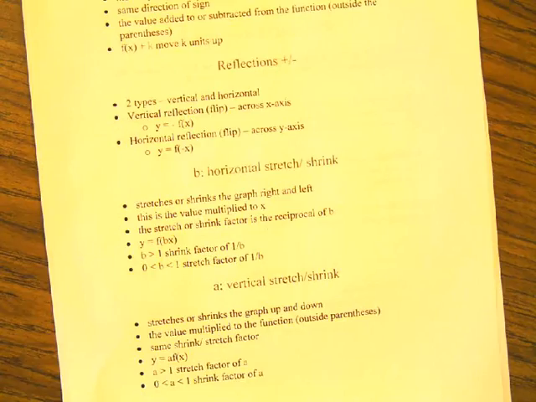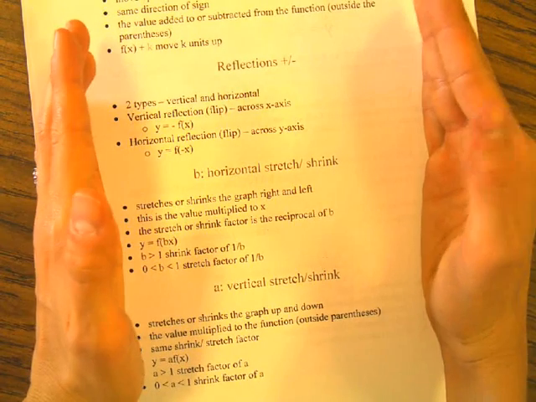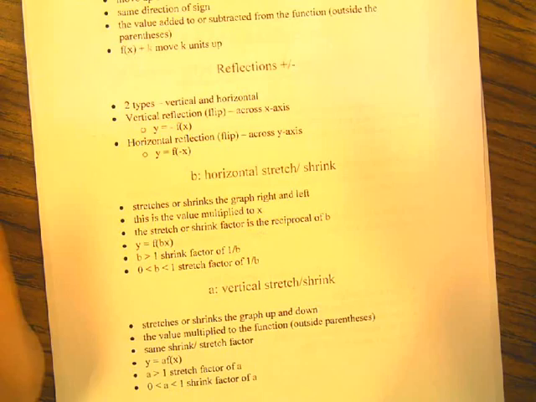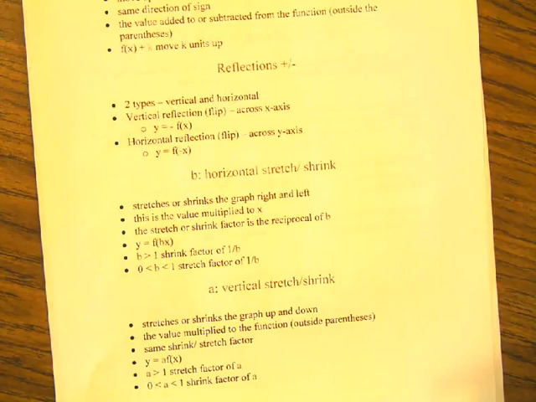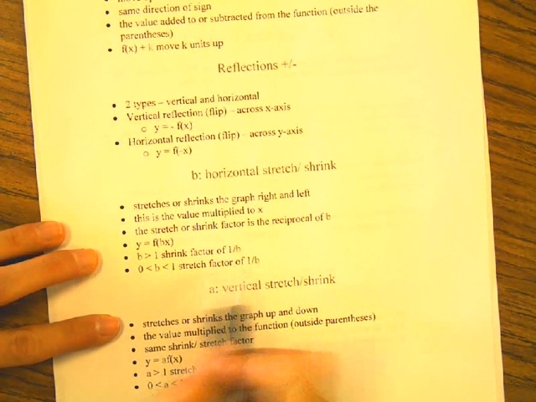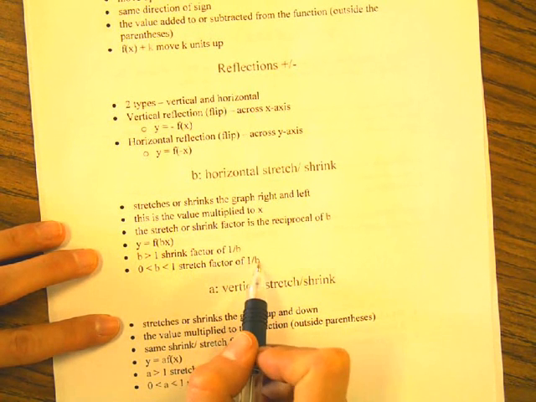Horizontal shrink, remember I said horizontal is on the inside of the parentheses. You change what you have. It stretches or shrinks the graph from left to right. So if it starts here, it either makes it smaller or makes it bigger. It's the value that's multiplied to x, so it's the b value multiplied to x. You take the reciprocal of b and you multiply it to all of your x values. If it's greater than 1, it's a shrink factor because 1 over b would be less than 1. If it's between 0 and 1, it would be a stretch factor because when you put 1 over a fraction, it makes it bigger.